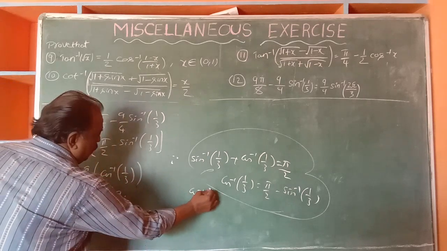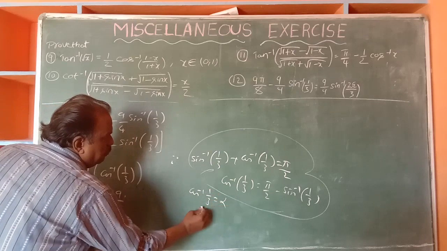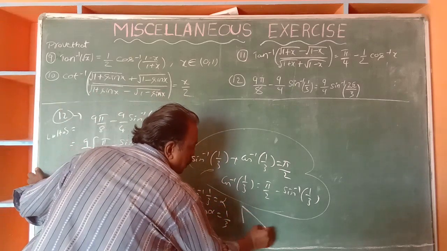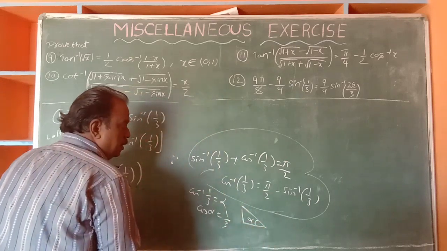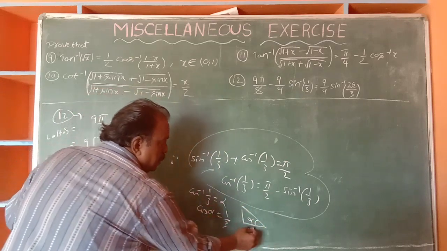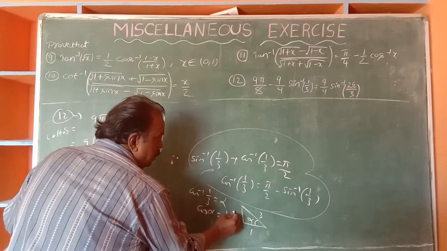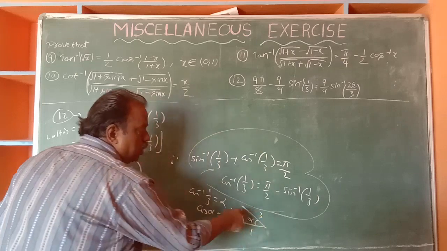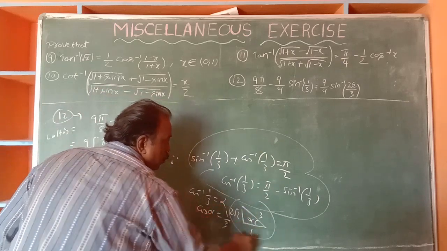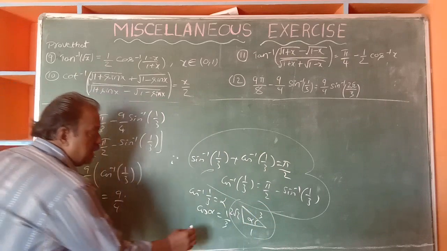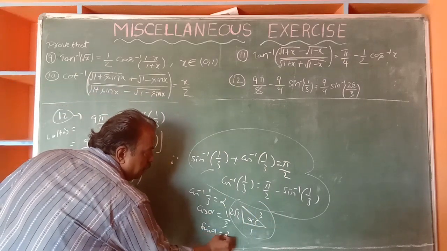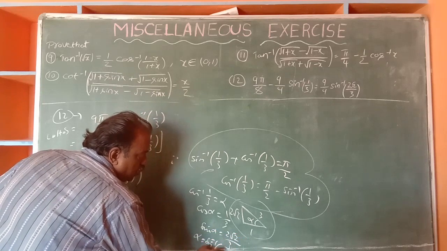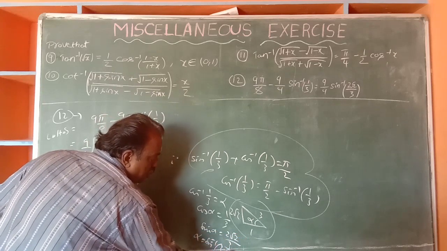You see, cos⁻¹(1/3), let it be alpha. Then cos alpha is 1/3. Using the triangle diagram, cos alpha is the adjacent side over hypotenuse. The other side is 2√2, that means √(9 − 1) = √8, so 2√2 we will get. Now what is sin alpha? Sin alpha is 2√2/3. Alpha is sin⁻¹(2√2/3).